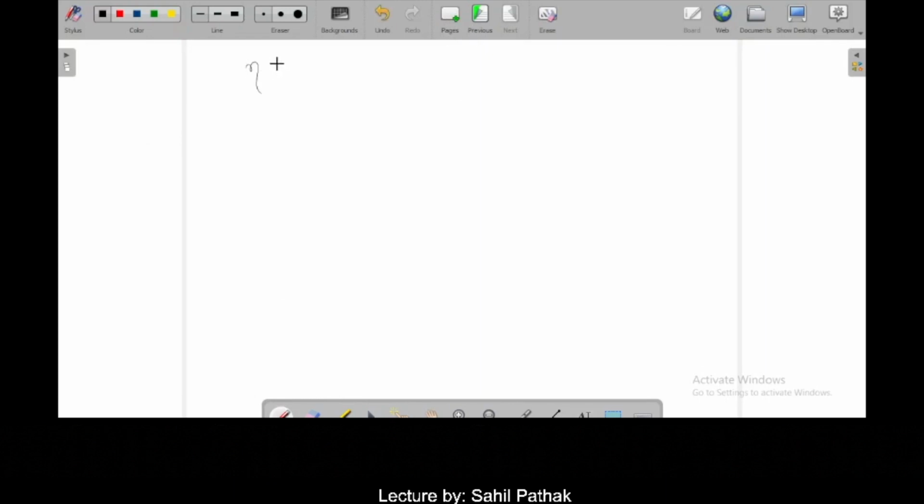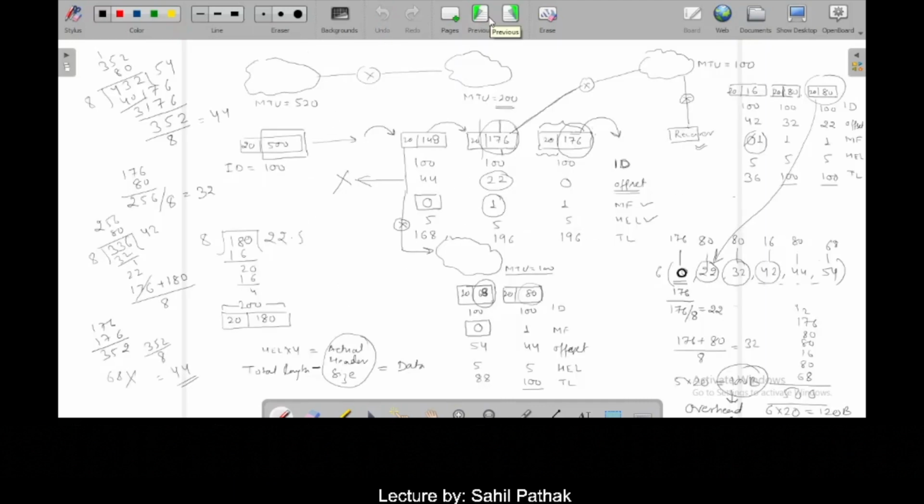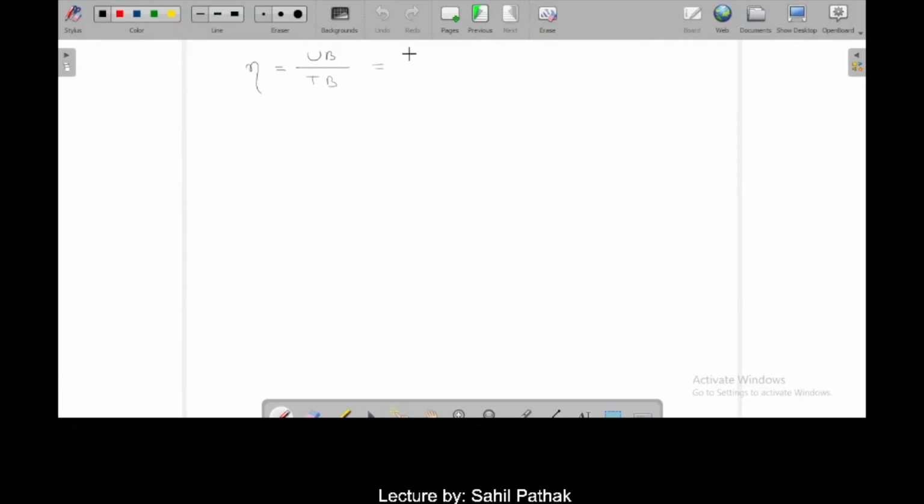Now we can calculate the efficiency, and efficiency is nothing but useful bytes divided by total bytes. Here in our case the useful bytes are 500 and the total bytes are nothing but 500 plus 120, that is 620. So it is 500 divided by 620. That would be the efficiency of the network layer when we have done the fragmentation.